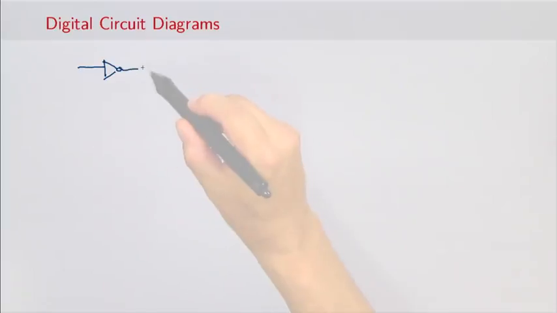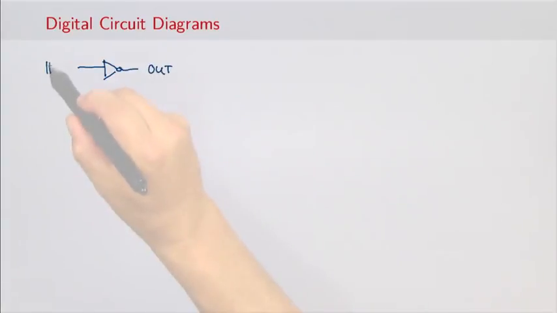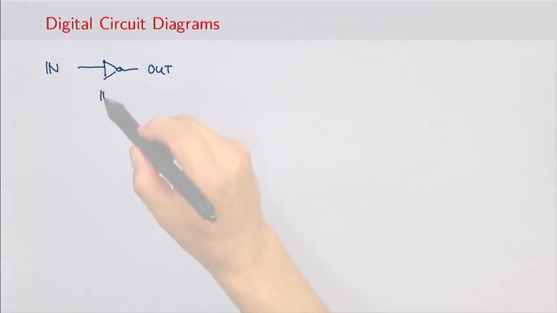Digital circuits are usually described by diagrams, and the basic components of these diagrams, the gates, are drawn as follows. Let's start with the inverter. So the inverter is simply a triangle with a dot at the end that transforms its input here on the left-hand side to its output on the right-hand side. So it's called an inverter.